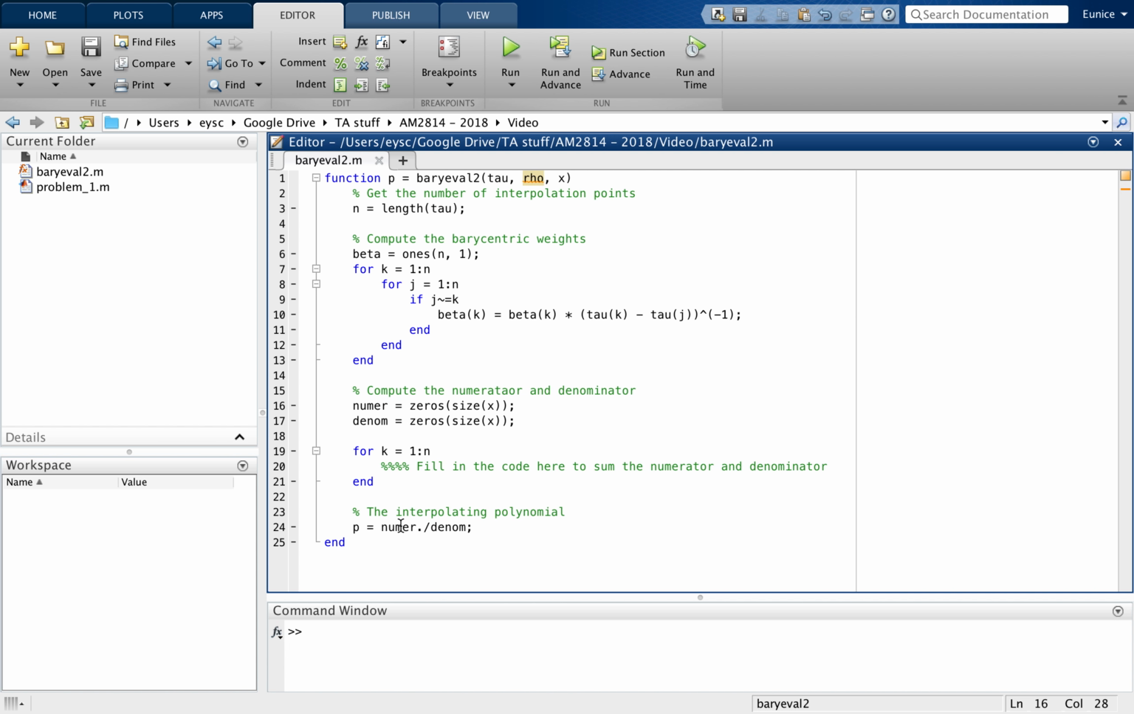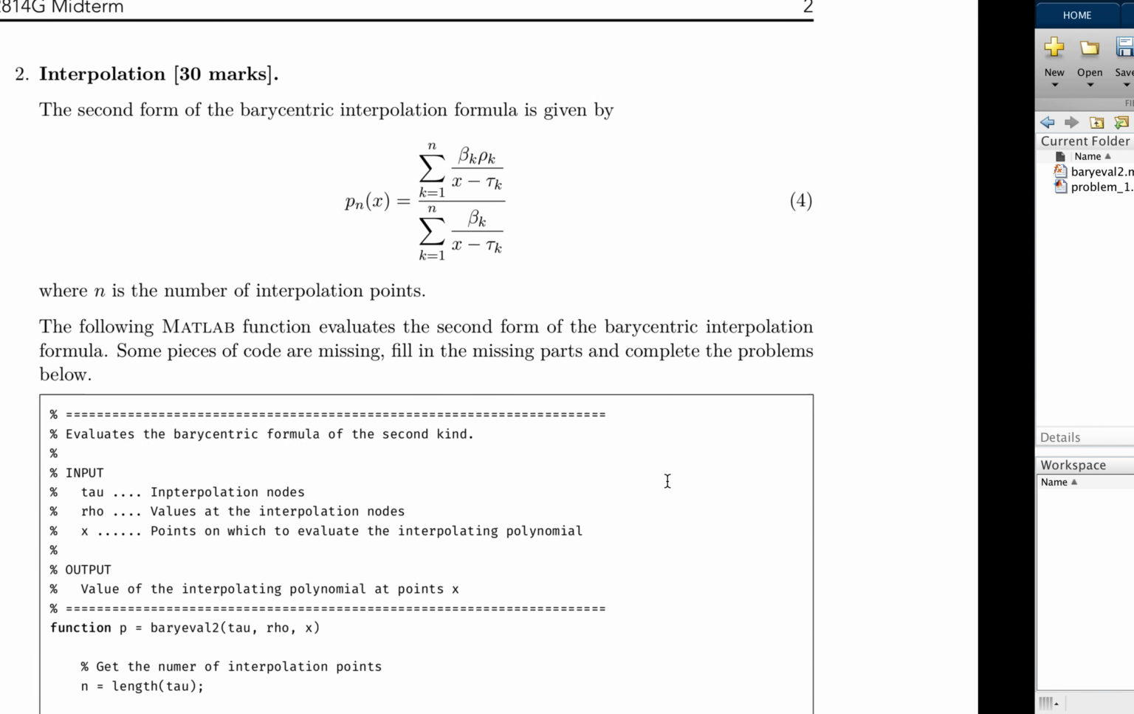Then here we would go through a for loop to fill out the summation, and after we have our numerator and our denominator, we're going to divide element-wise. So we can go ahead and delete that. Let's just focus on the numerator for now and look at what is going on in the numerator.